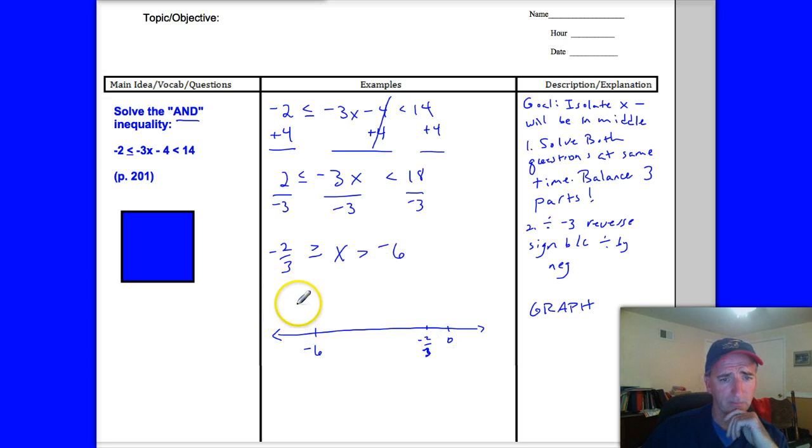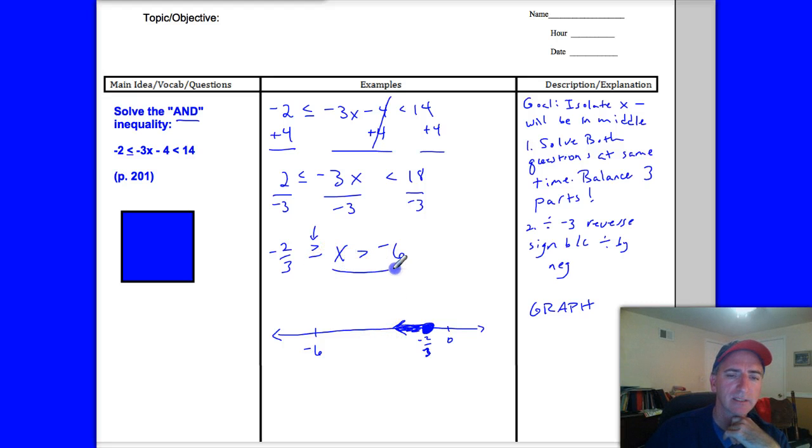Okay, so -2/3 is greater than x. Okay, greater than or equal to. So that's a solid dot, right? Solid dot because it's or equal to, but -2/3 is greater than x. Okay, so that means that x has to be over here. Okay, because these are values of x where -2/3 is greater. -2/3 is greater than x. So that means x is actually less than -2/3, which would be this side.